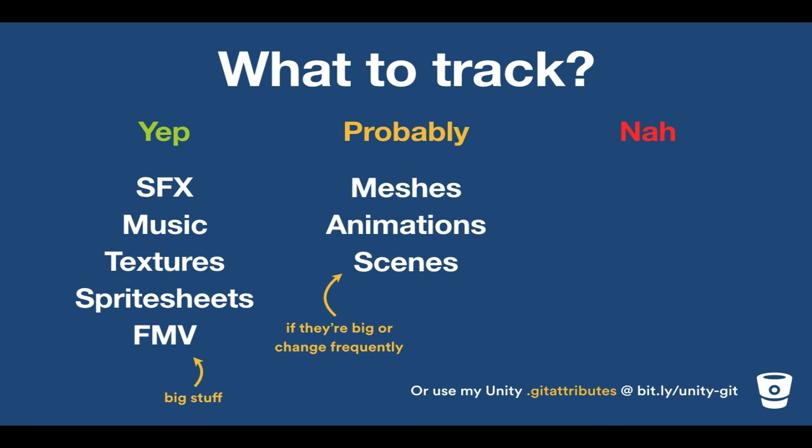Small stuff, even if it changes frequently, is fine in normal Git, so things like text files. But if you have a 500 kilobyte scene, and that scene changes 10 times a day, then that's going to be 5 megabytes per day that gets added to your repository. So you just have to use the two different heuristics, how often it changes and its size, as a bit of a gauge for whether you should track it using LFS or not.